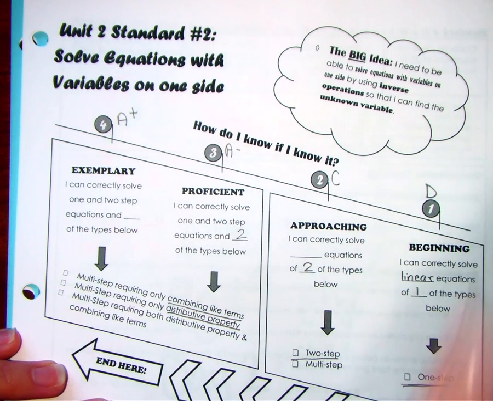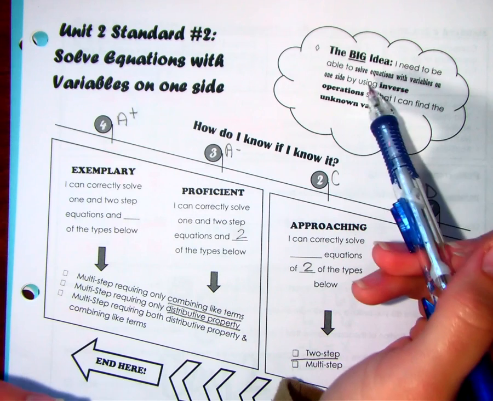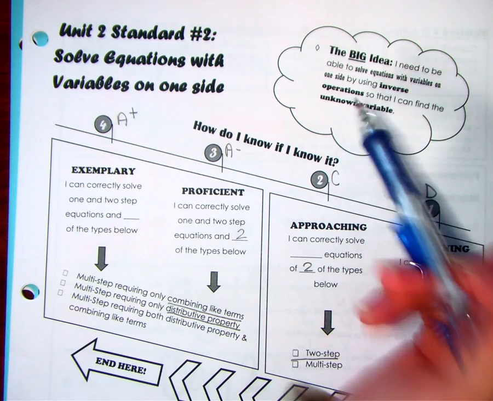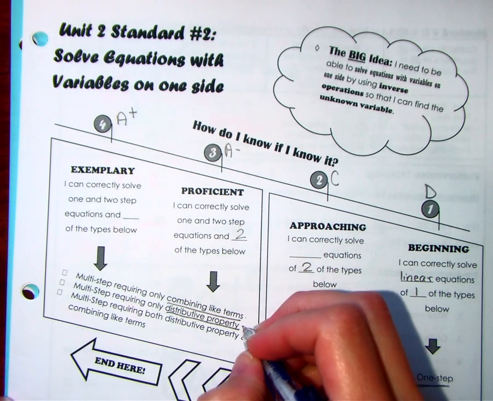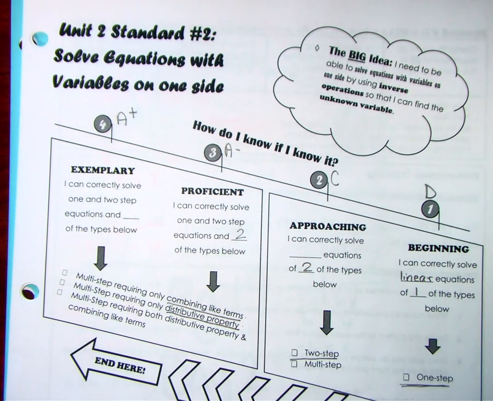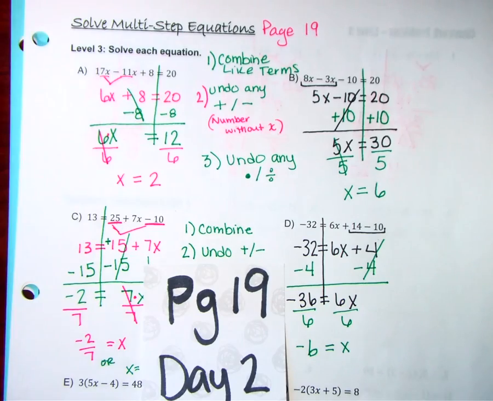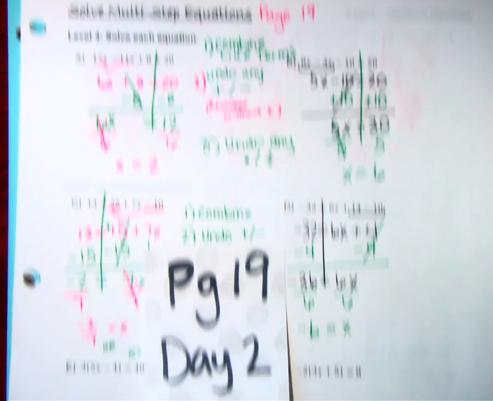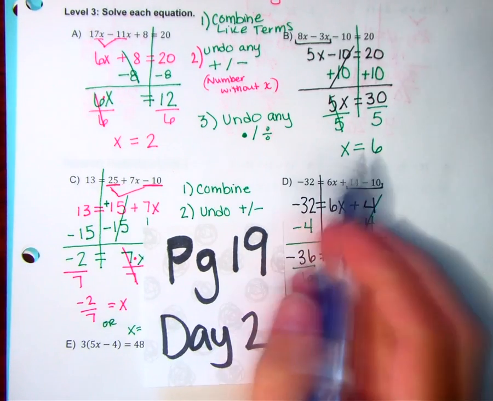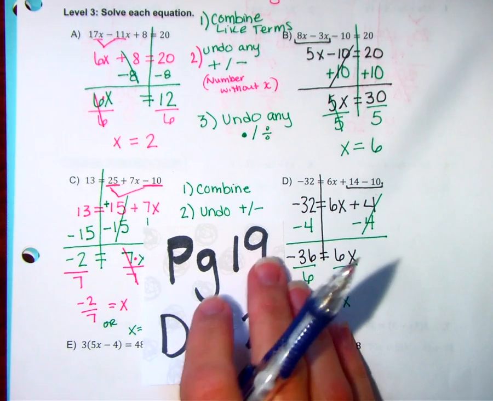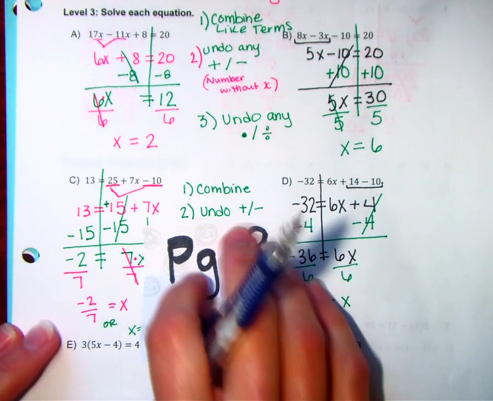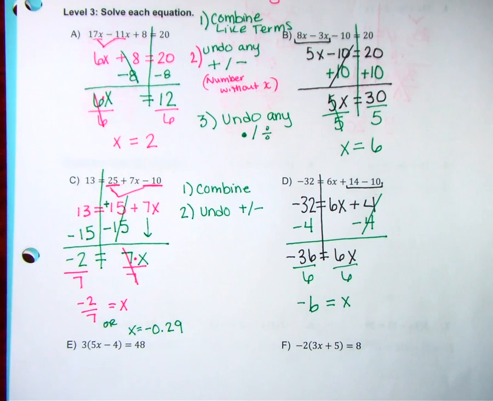Okay, so the big idea here is we're trying to be able to solve equations using the inverse operations. So before we can get to using the inverse operations, we need to simplify using combining like terms or distributive, and that's what we're focusing on today. So I'm going to turn the page here to page 19. This is our second day on page 19. All first A, B, C, and D are already completed. So if you need those four, that's a separate video. So we're doing the problems E and F below.